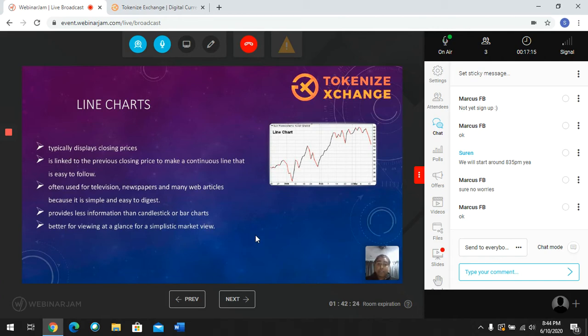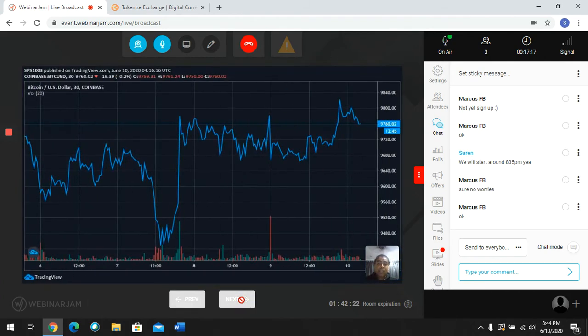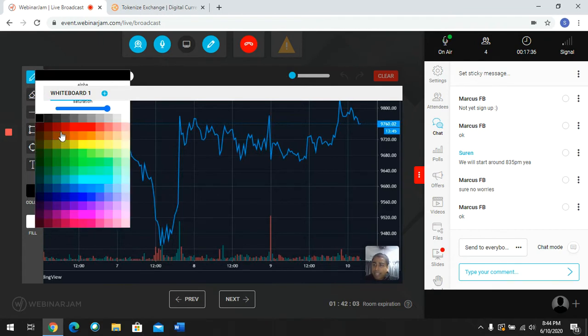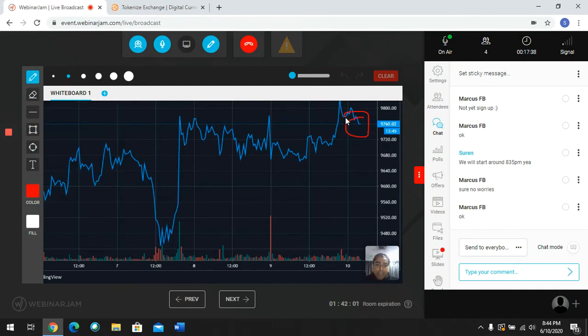I'm going to show you on our next slide. This is a sample of line charts. In a glance, you can see that the price has been moving up and is now at this, just a moment, let me turn on my whiteboard. All right. If you can see here, at this point of time, it's on a downtrend. This is today's morning price chart. At a glance, you see the price is actually dropping. So the line chart provides you that glance view.